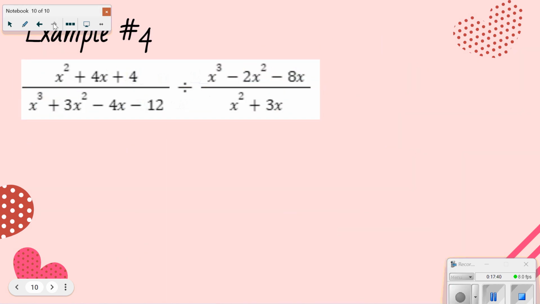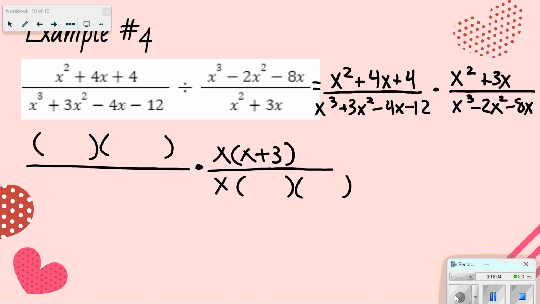All right, guys, looking at example 4, we have another division problem, which means what's our setup for division? Yep, multiply by the reciprocal. So let's set it up, and then what should we do to get started? How do we get started after we set it up? Factor. There we go. All right, guys, so let's factor and see what we find.